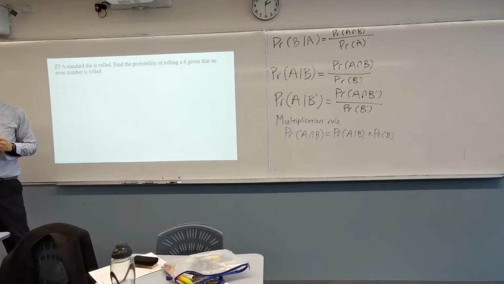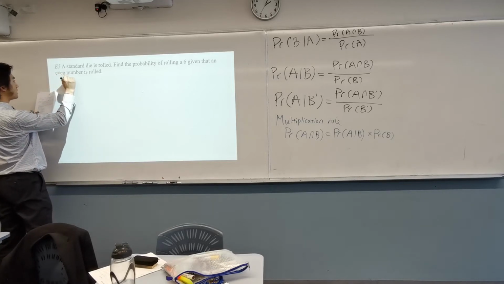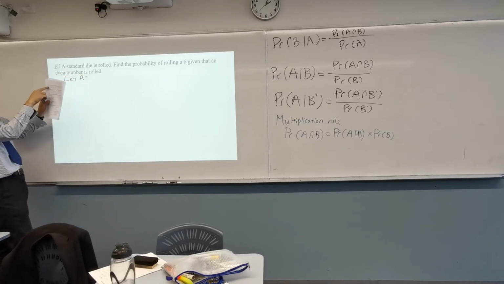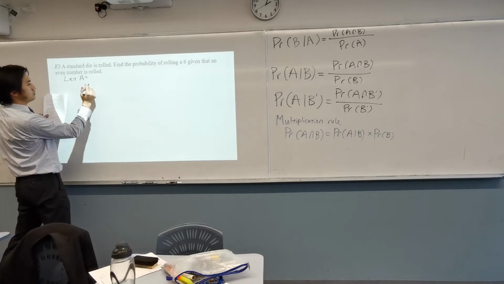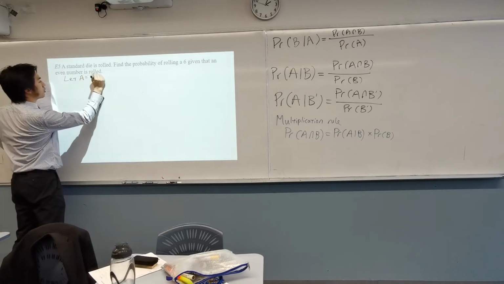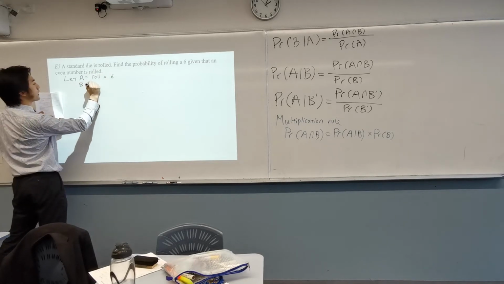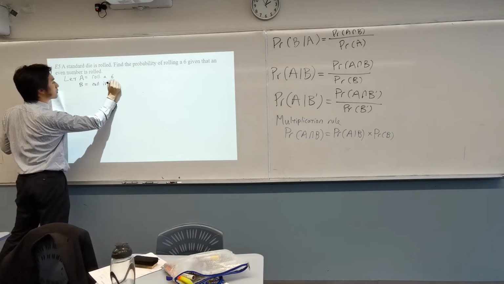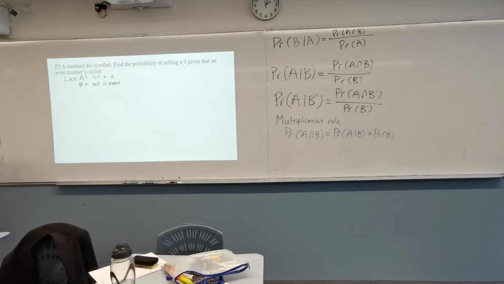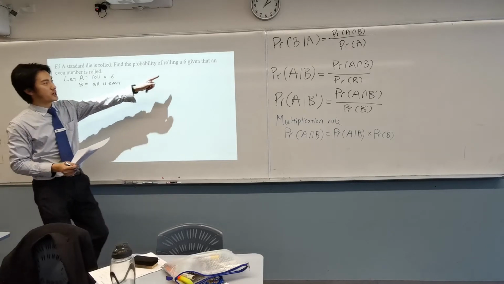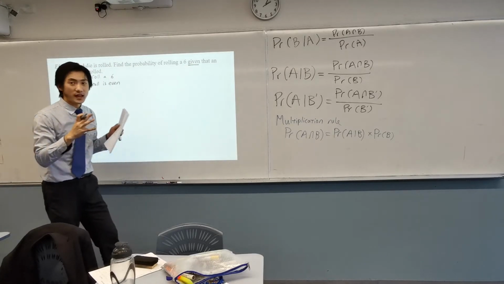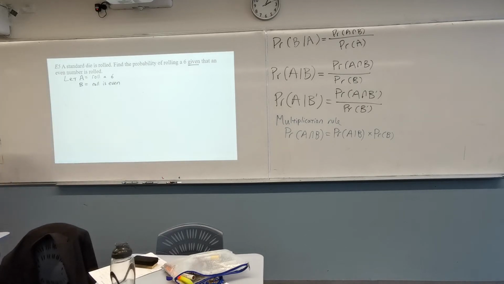They haven't given us any letters to represent these events, so we should define some letters. Let A be roll a 6, and B, roll is even. I'm going to ask you to copy this down as I do this on the board. I can tell it's a conditional probability question because I can see the word given. And that tells me that there's a condition that's being placed on my probability.